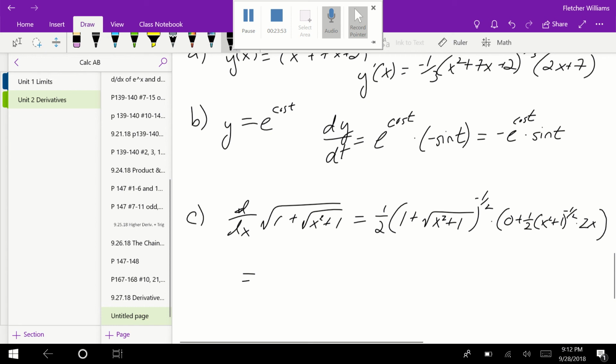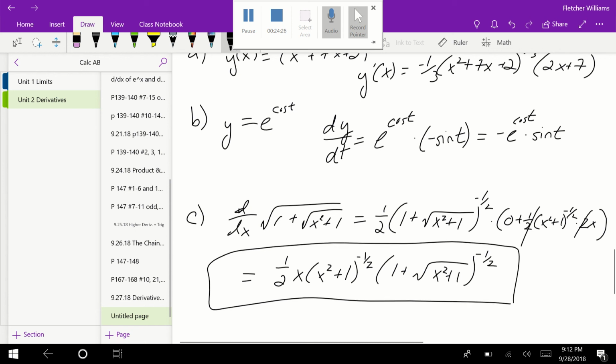You'll note that the 2 over here and the 1/2 cancel out, and you'll be left with a net 1/2 x times x squared plus 1 to the minus 1/2 times 1 plus root x squared plus 1 to the minus 1/2. So kind of a messy solution, but that's it.